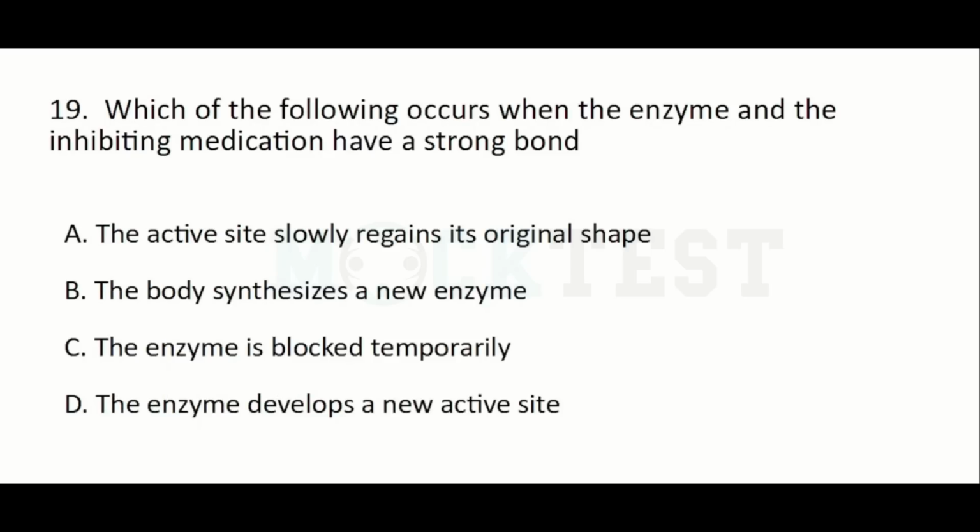Which of the following occurs when the enzyme and the inhibiting medication have a strong bond? Option A, the active site slowly regains its original shape. Option B, the body synthesizes a new enzyme. Option C, the enzyme is blocked temporarily. Option D, the enzyme develops a new active site. Answer is option B, the body synthesizes a new enzyme.